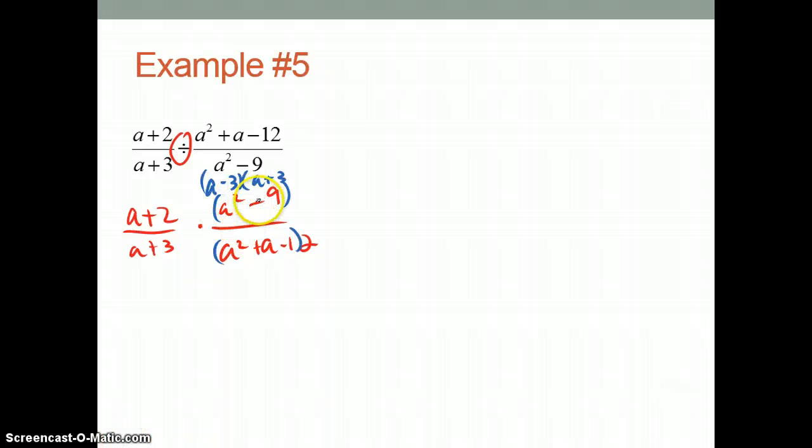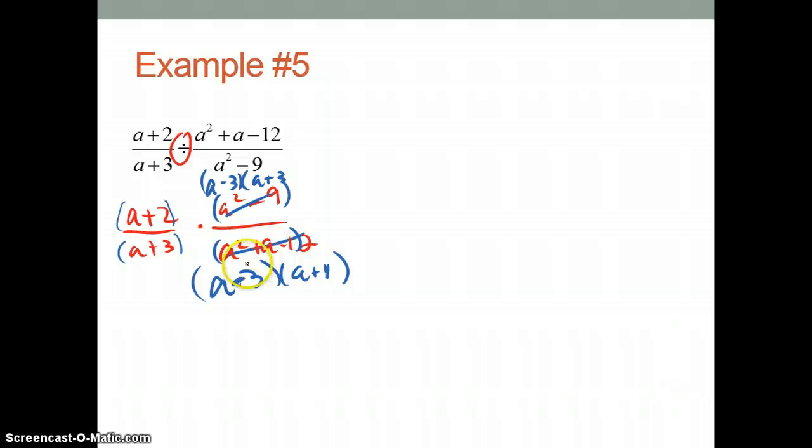So instead of a squared minus 9, I have a minus 3 and a plus 3. And on the bottom, instead of a squared plus a minus 12, I will have a minus 3 and a plus 4. So I no longer have this bottom. I've rewritten it like this. Now remember, I had these two factors.